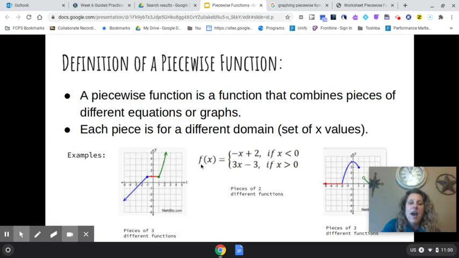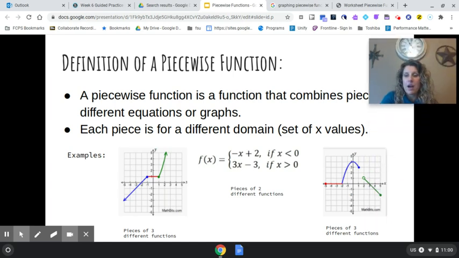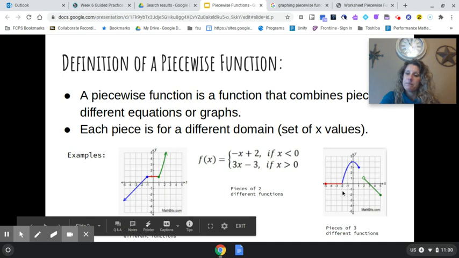This says f of x is equal to -x plus 2 when x is less than 0, and f of x is equal to 3x minus 3 if x is greater than 0. And then I have one more example of a piecewise function over here. Again, we have the red part, which is a constant linear function. This blue part we'll be learning a little bit later. This looks like a quadratic function, so it's a curved function. And then the green part is again a section of a linear function.